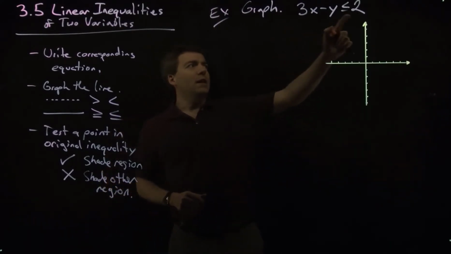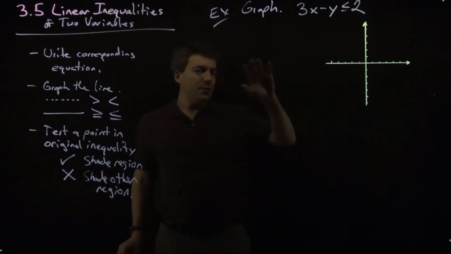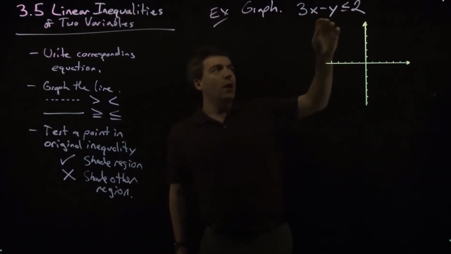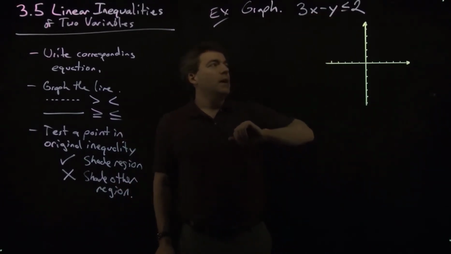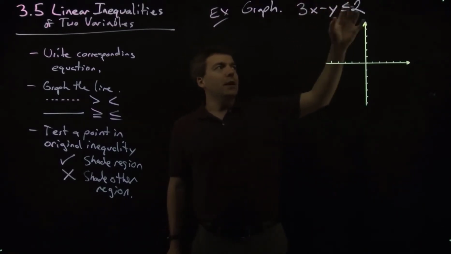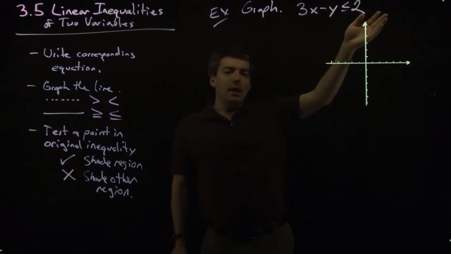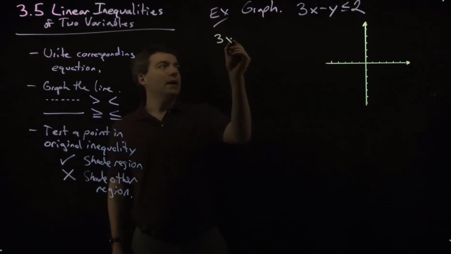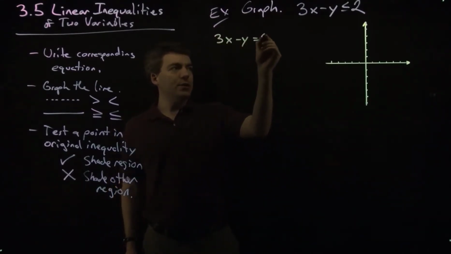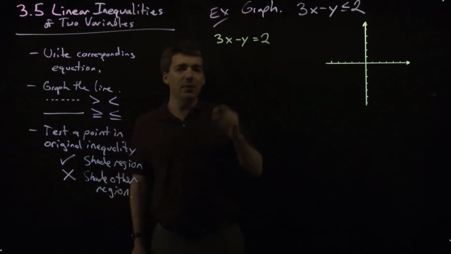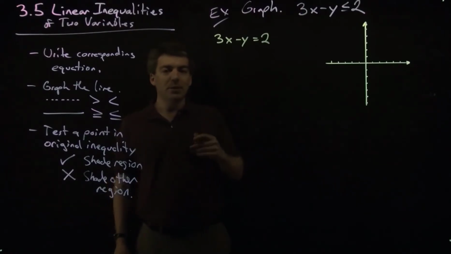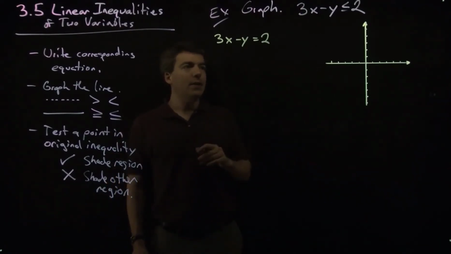So here is a linear inequality of two variables. We can see that it is one because we have two different variables and the inequality, the x and the y. Okay, so the way to solve this is we're going to first off ignore the inequality and write an equal sign. 3x minus y equals 2. This is a linear equation in two variables, and we're going to write it in y equals mx plus b form so that we can graph it.